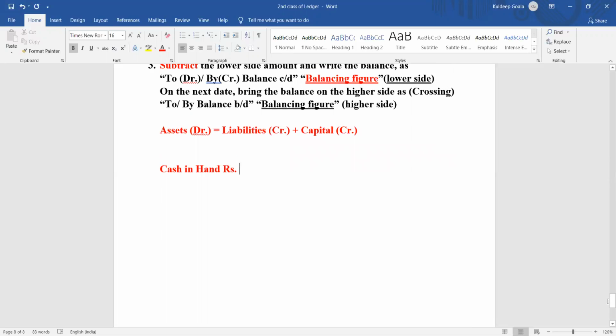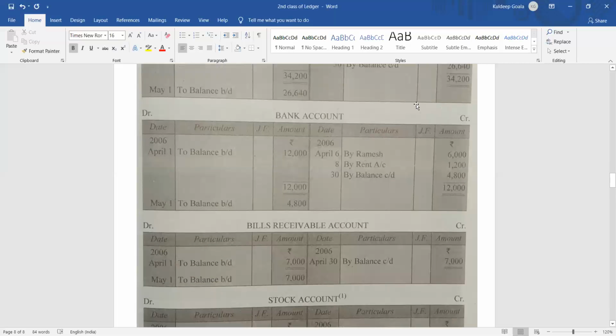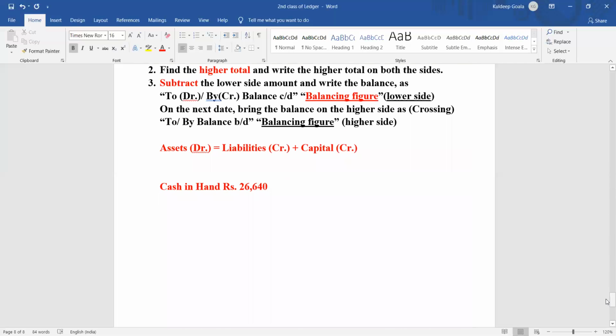26,640, right? Then coming to the next one, what was the next item? It was cash at bank account, right? How much? 4,800. That is cash at bank. Cash at bank was rupees 4,800.